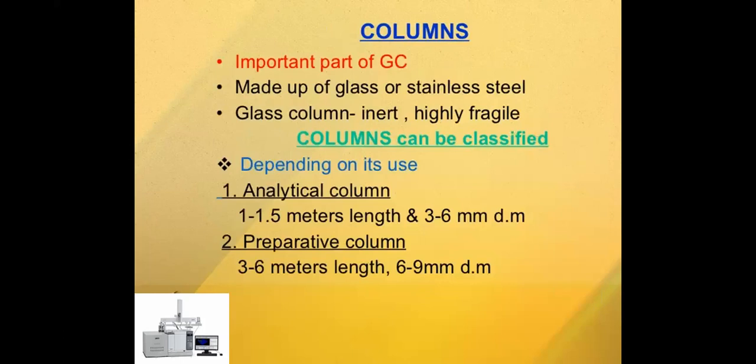The next part, a very important device, is the column, where the actual separation takes place. The important device incorporated in gas chromatography is nothing but the column used in GC. Columns are generally made of glass or stainless steel material, which should be inert, and they are highly fragile in nature.